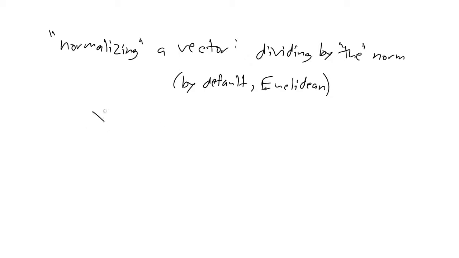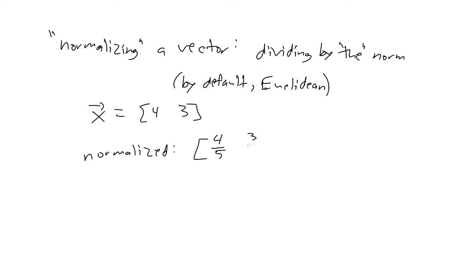So let's do an example. Let's say I have the vector 4, 3. How do I normalize that? Well, normalizing would give me the vector 4 over 5 and 3 over 5. How did I get that? Well, because we know that the Euclidean norm of this vector is 5, right? Because that is the square root of 4 squared plus 3 squared. I chose numbers to make the math come out easy.